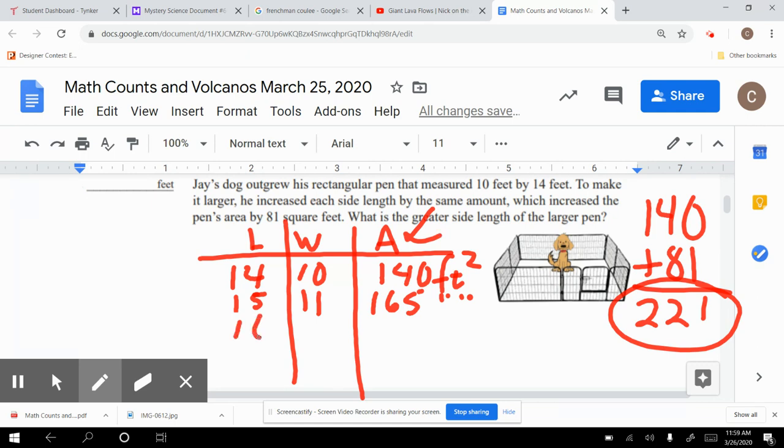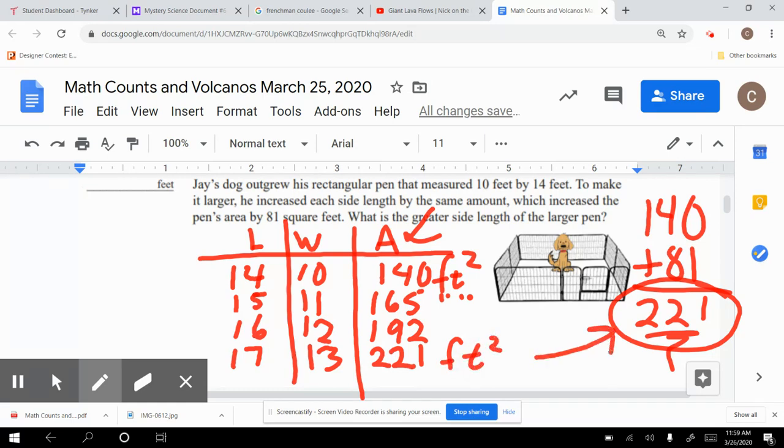If we increased it to 16 and 12, we would get a resulting area of 192 square feet. We're still not there, but we're getting close, because remember, we're trying to get to 221 by adding 81 square feet to the existing 140 square feet. So let's try one more: 17 and 13. And guess what? When you multiply those two, you get 221 feet squared. That's exactly what we wanted.